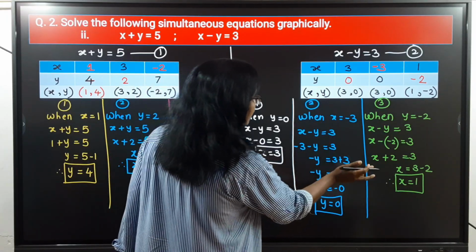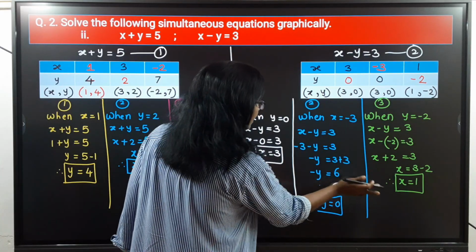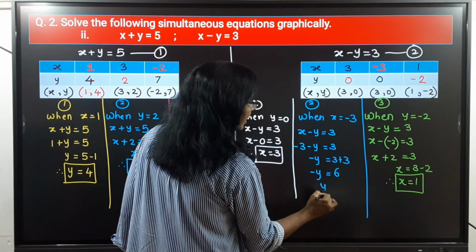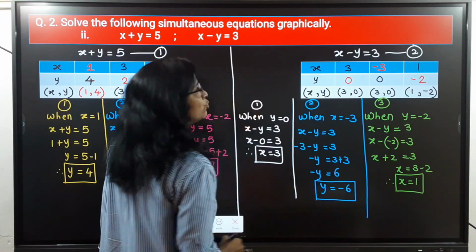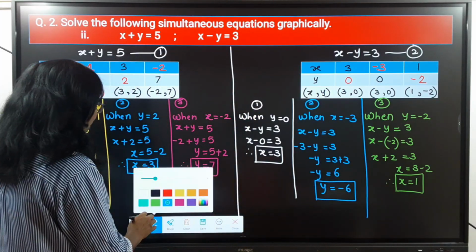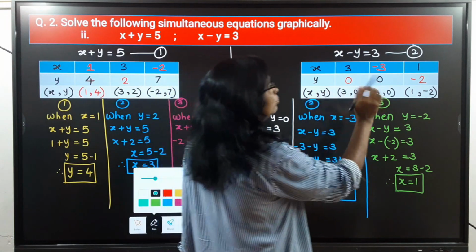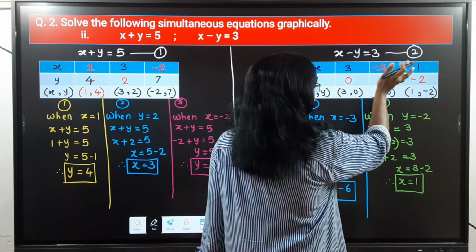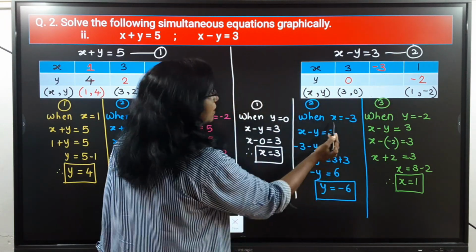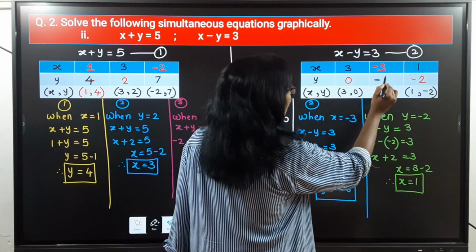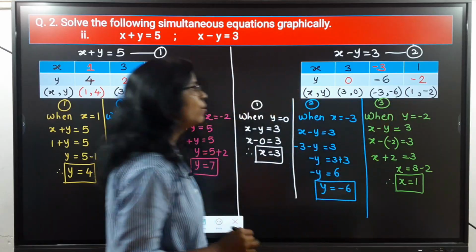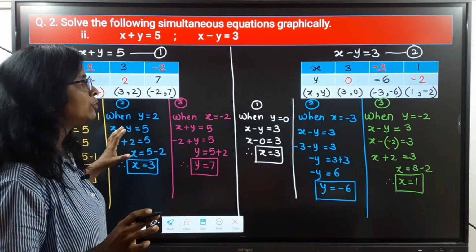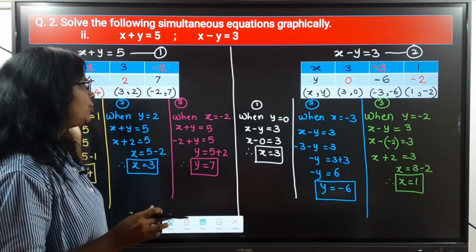So minus y is equal to 6, and that means here, students, shifting the negative sign to the right-hand side, y is equal to minus 6. So that's why we change the value here, students, because both the values are equal. So now, when x is equal to minus 3, y is equal to minus 6. So the coordinate will be minus 3, minus 6. In such a way we have to find out the values for the individual equations.